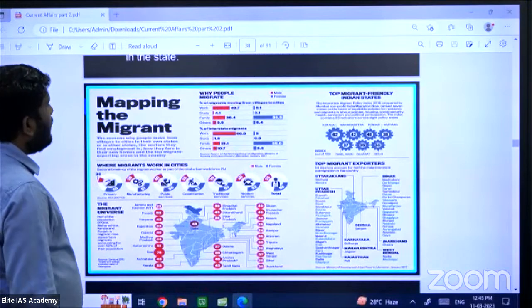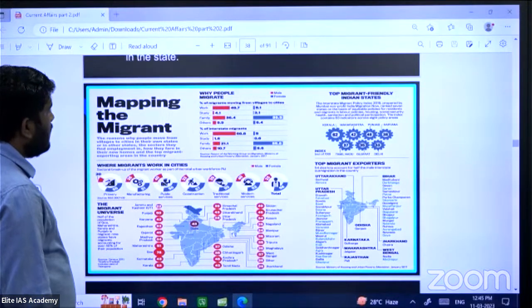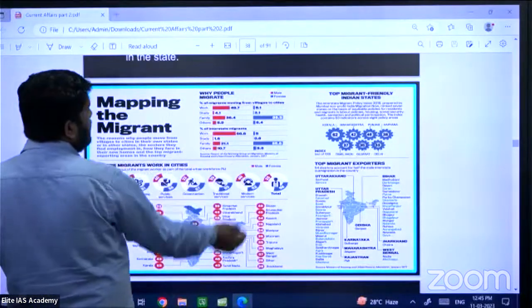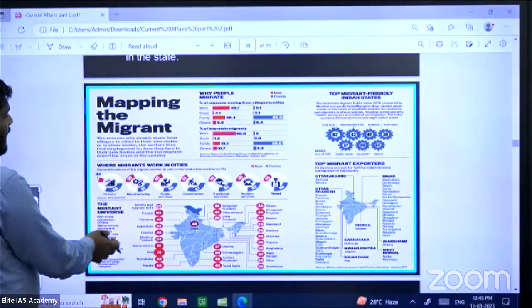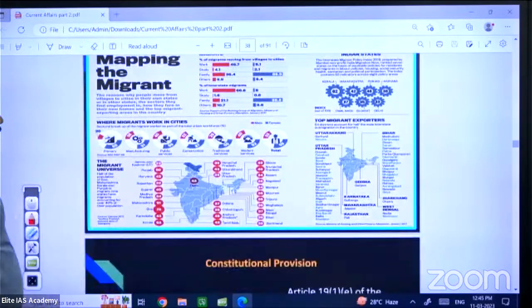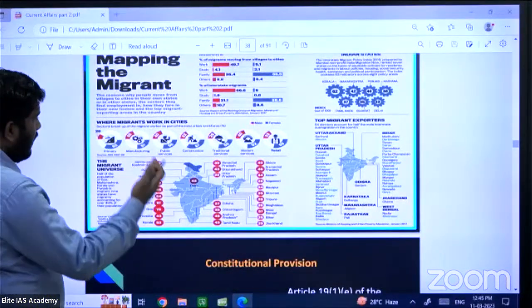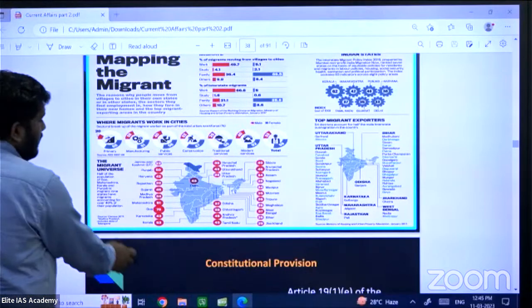Still, a lot of people migrate, say from village to city. For work 49.7, for study 4.1, family, and all the data is given. How many people migrate? This you can read and formulate your answers on migration.